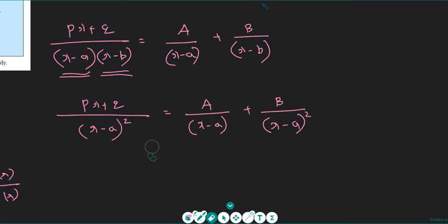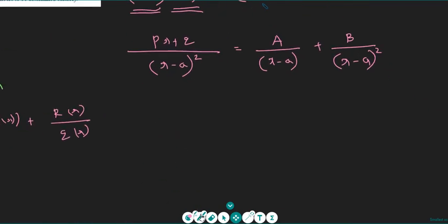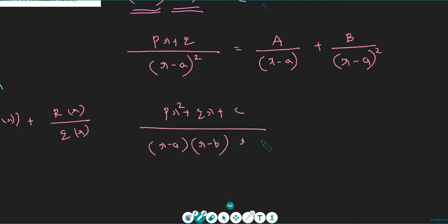Now let's go to the third one. Third one is easy. Px squared plus qx plus c, all divided by 3 linear terms, x minus a, x minus b, and then x minus c. For each of the linear terms we have to give one constant, that is a divided by x minus a plus b divided by x minus b plus capital C divided by x minus c. This is how we have to write. We have to decompose into partial fractions like this. Okay, understood? This is pretty easy.